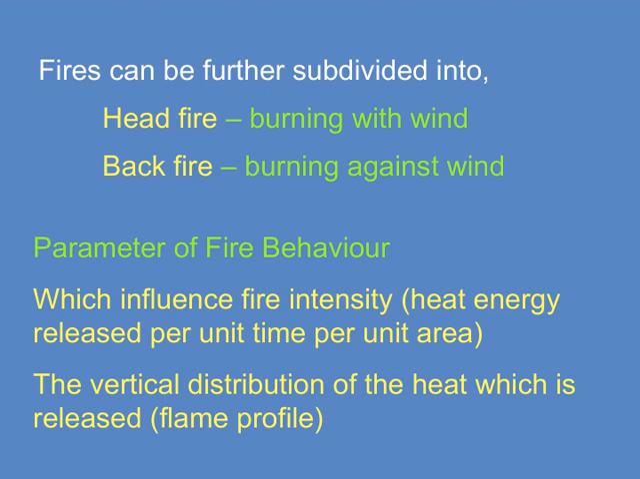Now, when we talk about fire behavior, one key parameter to consider is fire intensity. That's essentially the amount of heat energy released per unit time and per unit area, so how hot and fierce the fire can get. Another important factor is the vertical distribution of that heat, often called the flame profile. This describes how the heat is spread vertically within the flames, which impacts how the fire interacts with the surrounding environment, including fuels and topography. By understanding these aspects, we can better predict fire behavior and develop more effective strategies for fire management and safety.